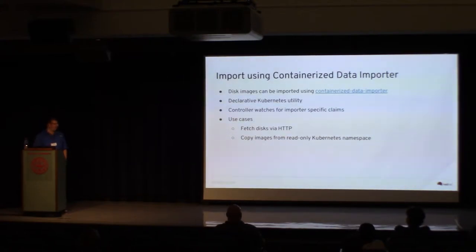So this is also, like KubeVirt, a declarative Kubernetes utility so that you have controllers and operators monitoring for resources that will take action when those resources show up. And so the two use cases here are to either designate an HTTP URL that you would use to download an image from, or a second use case that I won't be showing is to actually use a read-only namespace within Kubernetes to copy golden images to your user's namespace. That way they wouldn't modify the original and all the goodness that comes with that.